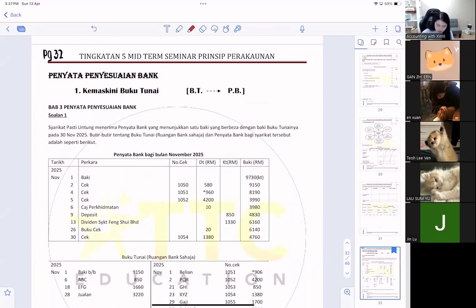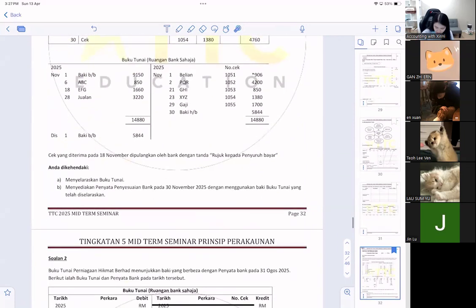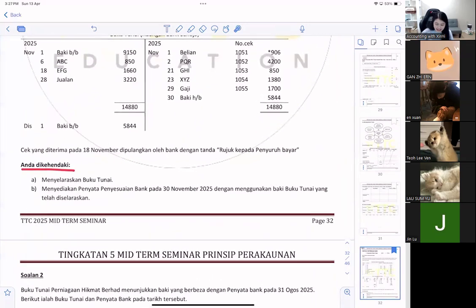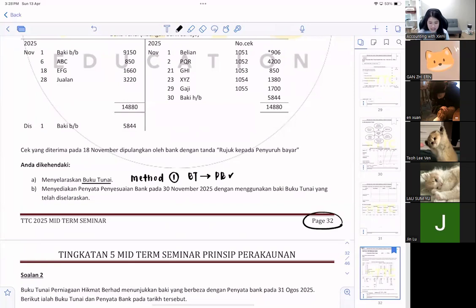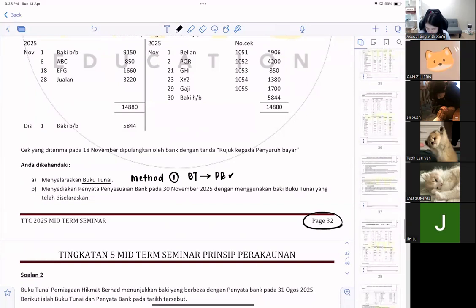But before that, I will teach you how to look at it. At the bottom, can you see Anda dikehendaki? Now, the moment they ask for buku tunai, this must be method 1. Is that okay? If they say buku tunai, it must be method 1 already. No other options, okay? So this is our current question that I want to cover now. But what if they come up with a second method? If it's a second method, that would begin at page number 38.